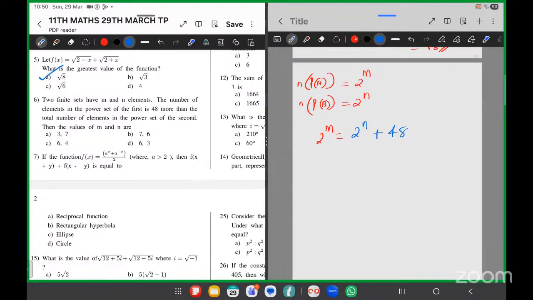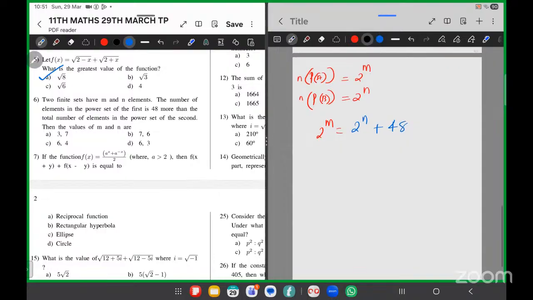So you can take the options m equal to 3 and n equal to 7. If you put that, 2 raised to 3, that cannot be possible because m should be greater than n. So option A you can cut.